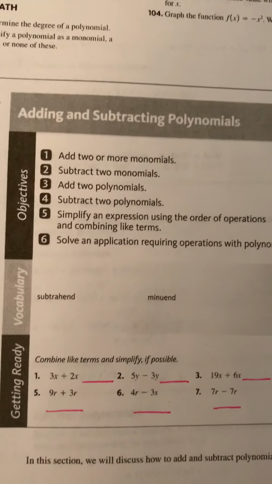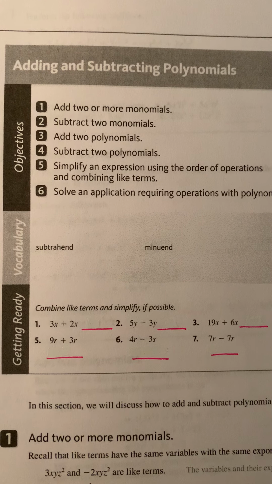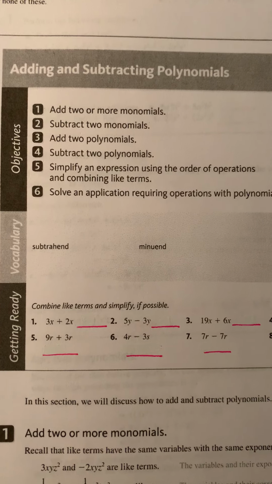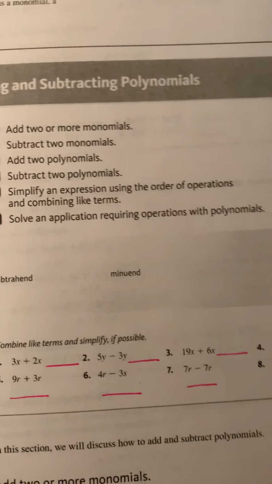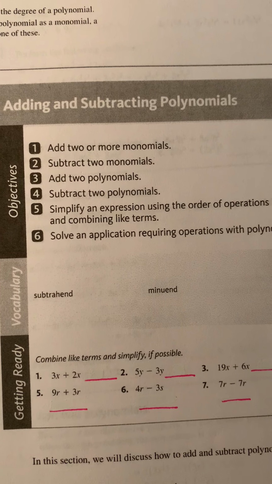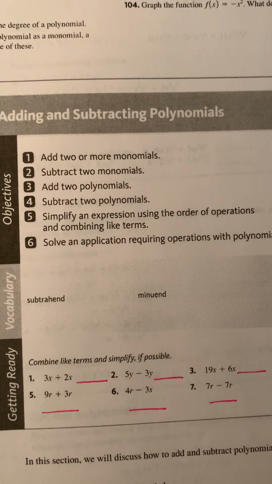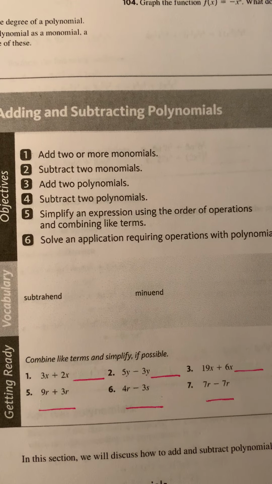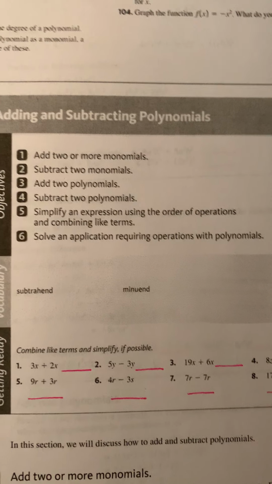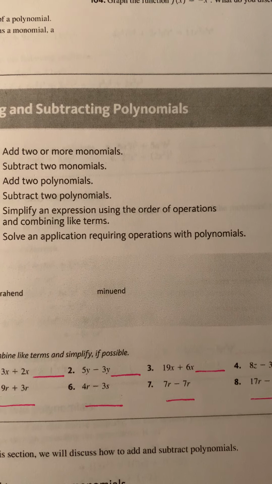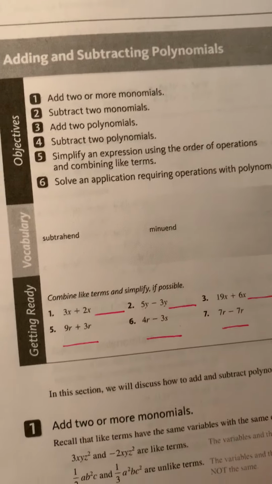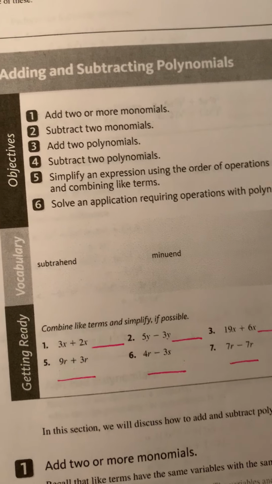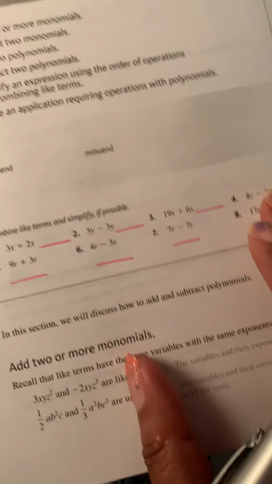Here we are looking at adding and subtracting polynomials, and I will also have the Word version uploaded to this document as well. The objectives are: add 2 or more monomials, subtract 2 monomials, add 2 polynomials, subtract 2 polynomials, simplify an expression using the order of operations and combining terms, and solve an application requiring operations with polynomials. This is a section that you are going to need no matter if you're in Algebra 2 or in your Math 100 course in college.